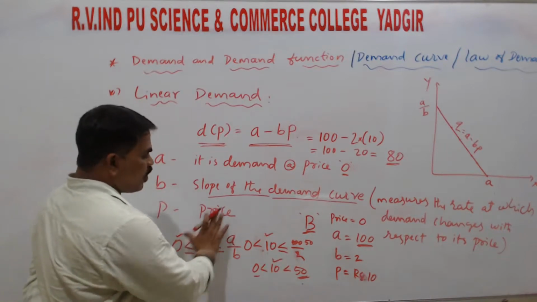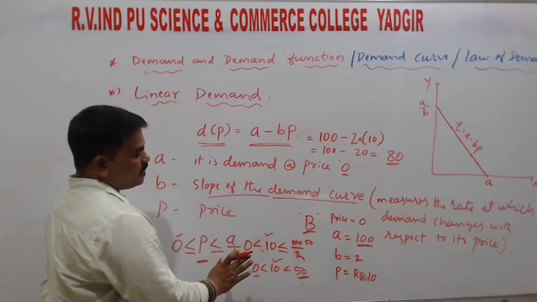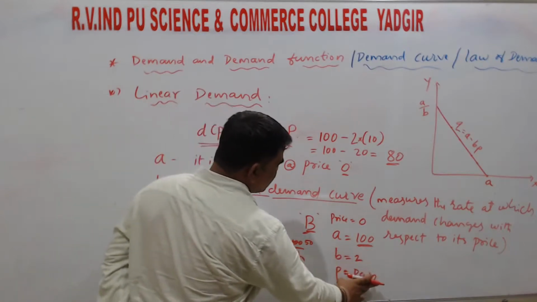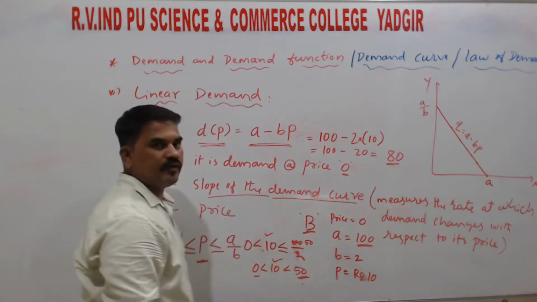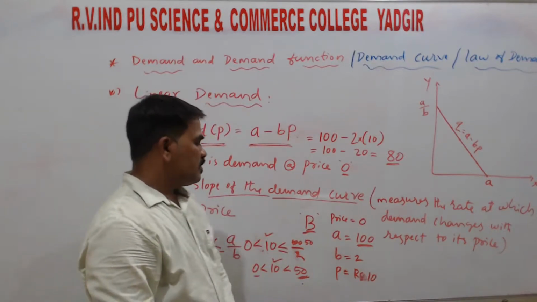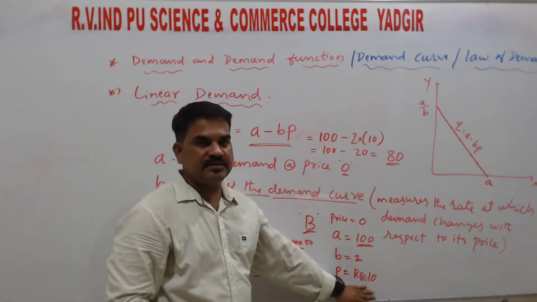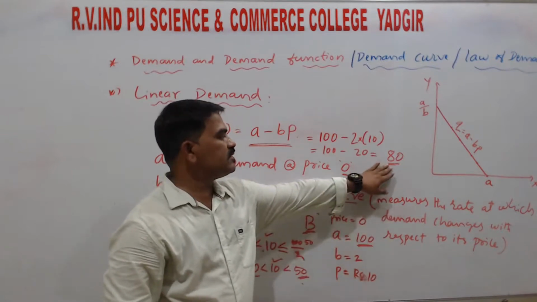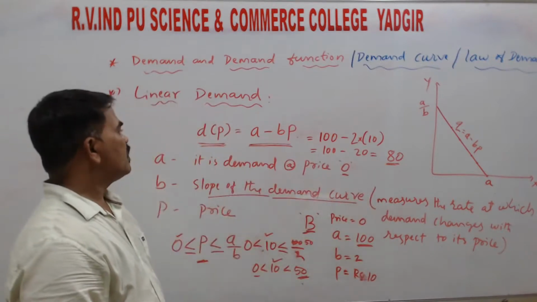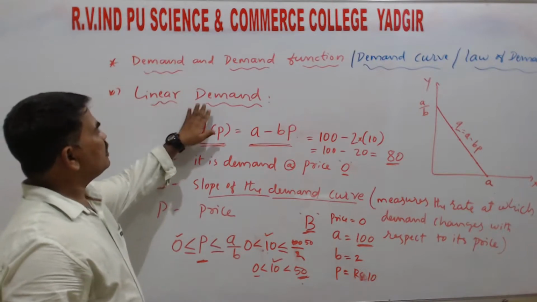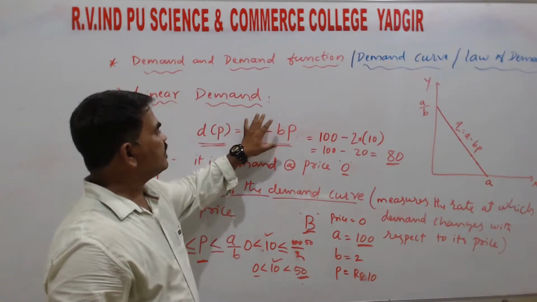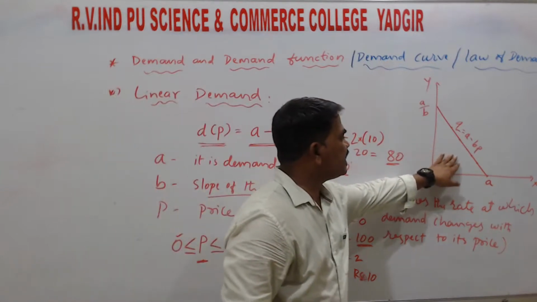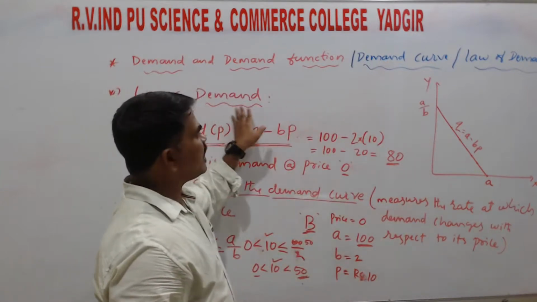When all these things are considered and you put the values here, we will get the demand for that particular product. When the price is given, we can find out the demand in this way. So this we call a linear demand function, and it behaves in this way. And if we represent it graphically, we call it a linear demand curve.